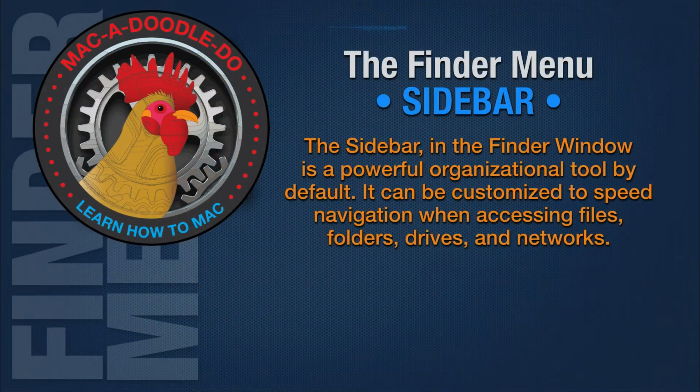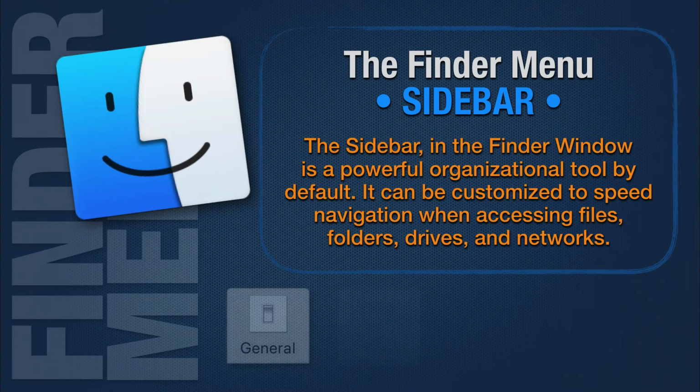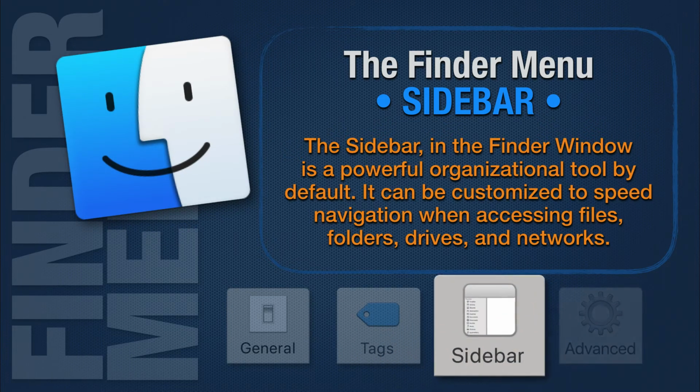The sidebar in the Finder window is a powerful organizational tool by default. It can be customized to speed navigation when accessing files, folders, drives, and networks.